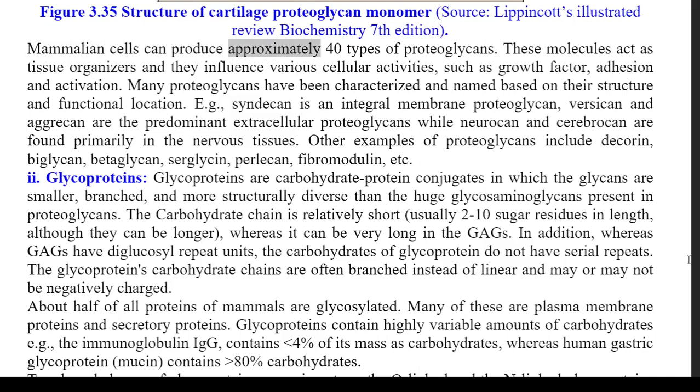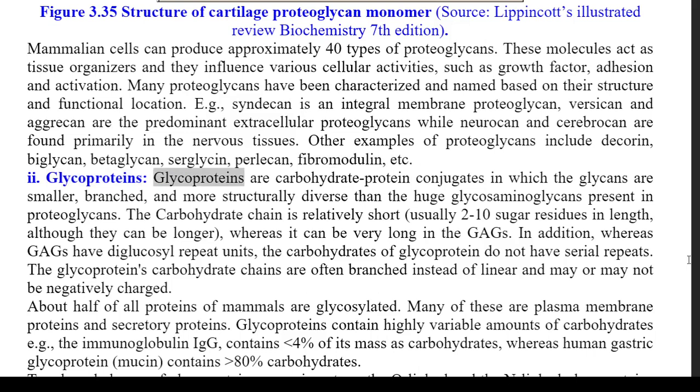Mammalian cells can produce approximately 40 types of proteoglycans. These molecules act as tissue organizers, and they influence various cellular activities, such as growth factor activation, adhesion, and activation. Many proteoglycans have been characterized and named based on their structure and functional location. For example, syndecan is an integral membrane proteoglycan, versican and aggrecan are the predominant extracellular proteoglycans, while neurocan and brevican are found primarily in the nervous tissues. Other examples of proteoglycans include decorin, biglycan, betaglycan, serglycin, perlecan, fibromodulin, etc.